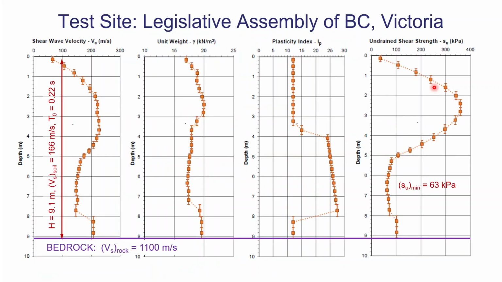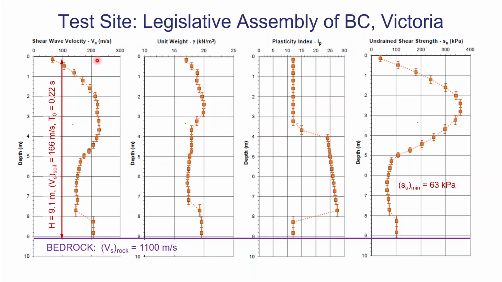So the particular site, we used one site to run for this pilot study. And this was basically ground conditions that we had already characterized at the legislature in Victoria. So this was a 9.1 meter deep bedrock scenario. The average time-weighted average shear wave velocity, so this is Victoria clay overlying bedrock, is 166 meters per second. The fundamental period of the soil column is 0.22 seconds.